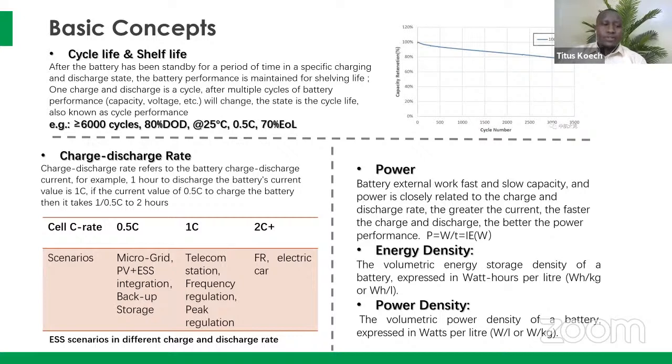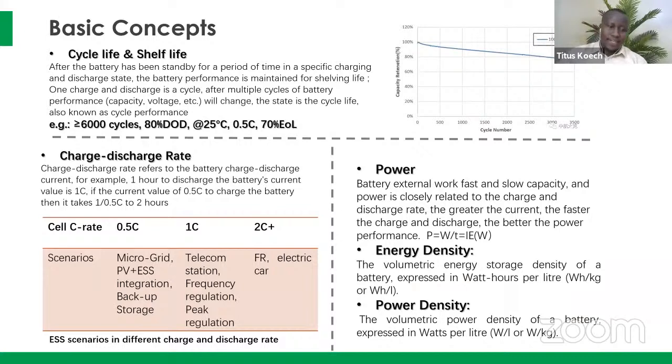And the other thing is the charge and discharge rate of different batteries. This is very important to understand, in terms of how fast or how slow you can charge the batteries, because they have different C rates.